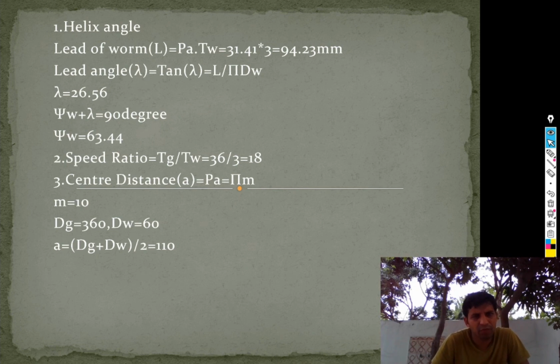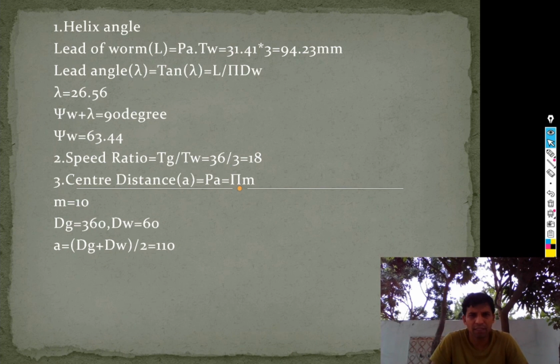Second term we have to calculate is the speed ratio. So you know what speed ratio is. It is also known as gear ratio or reduction ratio, and it is equal to the number of teeth on the follower divided by the number of teeth on the driver. Number of teeth on the follower, that means on the gear, is 36, and the number of teeth on the driver is 3. So we can get the wheel speed ratio, that is 18.